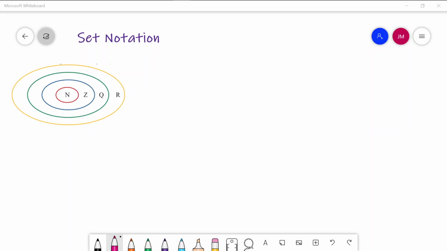Today we're going to be looking at set notation and interval notation. So this little Venn diagram at the top here is just showing the different types of numbers. We could have the real numbers, which is R. We could have rational numbers, which we denote with Q. And we've got Z, which is our integers, and N, which is our natural numbers. So this is just a refresher of the different types of numbers you'll come across.